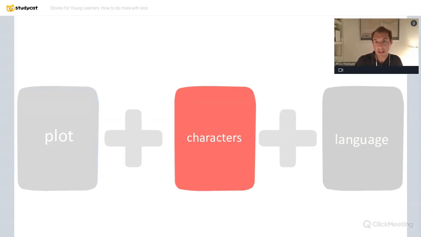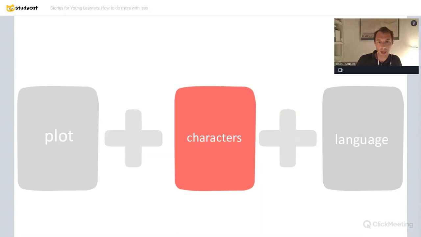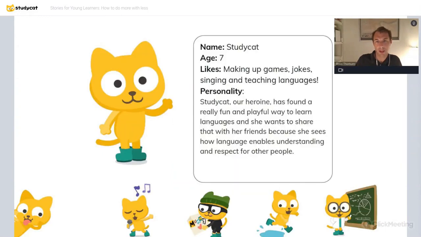All right, so the next thing I think that all stories have is characters. I think that's part of just about every story. So I wanted to ask you all, maybe do you already know any of the Studycat characters? If you do, maybe you can share what you already know about them in the chat. I'll very quickly show you here.